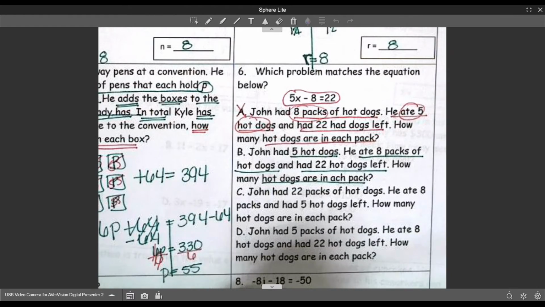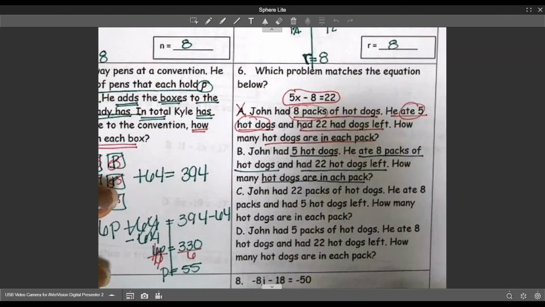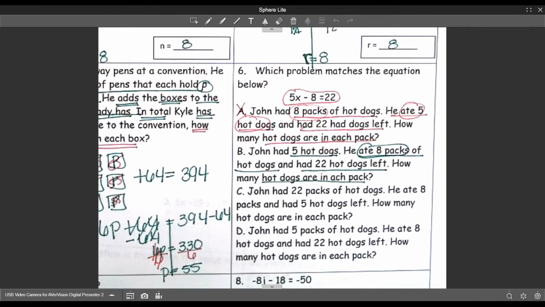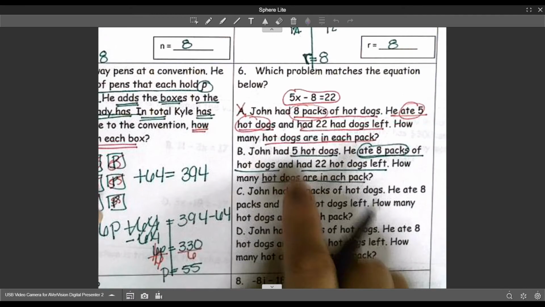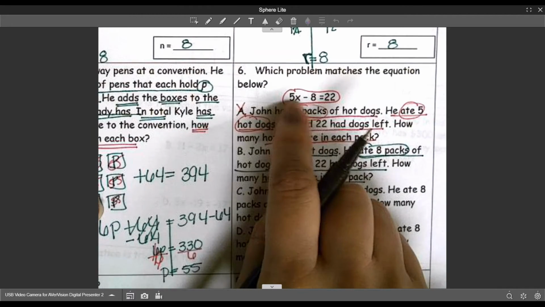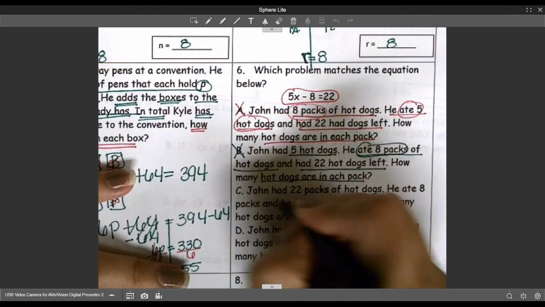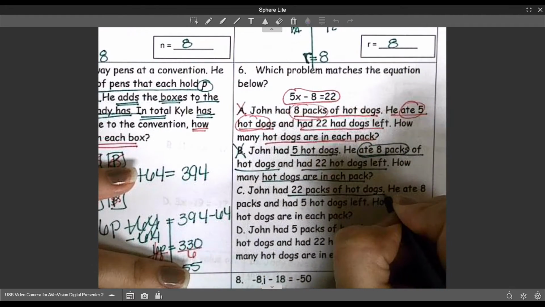Why not? Because it's saying that he ate 8 packs. Is he eating 8 packs? 8 packs would be 8 times x. No. And it doesn't say that he had 5 hot dogs. It says he had 5 packs. So no.